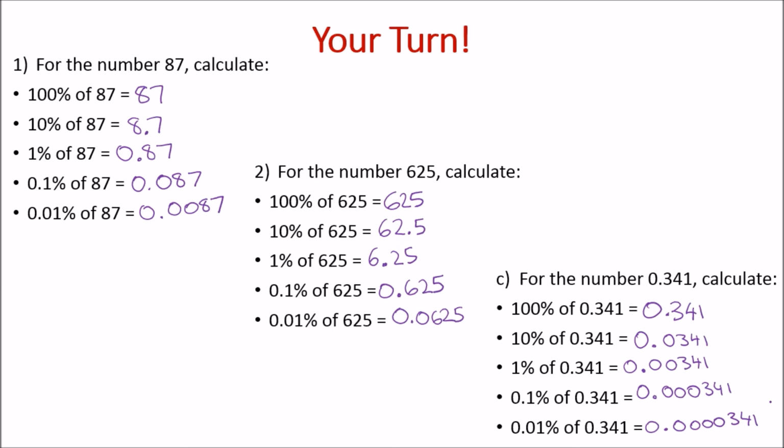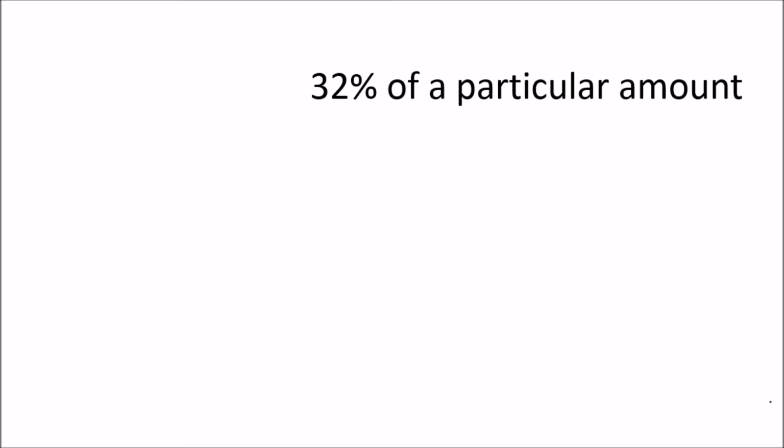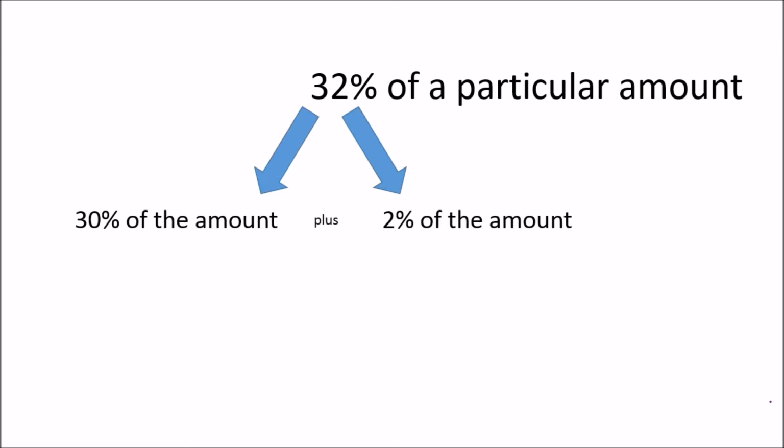Hopefully that was very straightforward. Okay, now let's look at how this can be useful for us. So let's say we wanted to work out 32% of a particular amount. Now 32% of an amount is just 30% of the amount plus 2% of the amount. And we can break up 30% of the amount into 10% plus 10% plus 10%. We can break up 2% into 1% plus 1%. And we know how to easily find 10% and 1%.